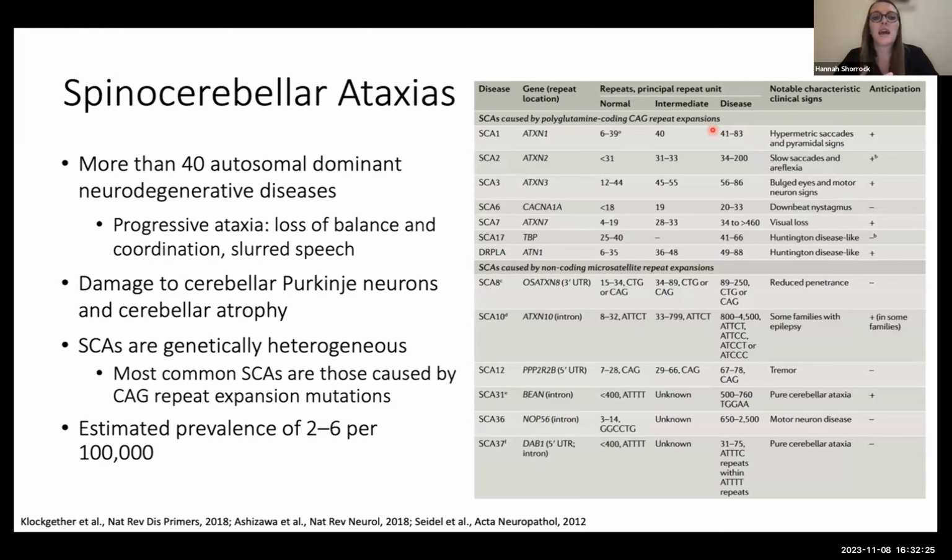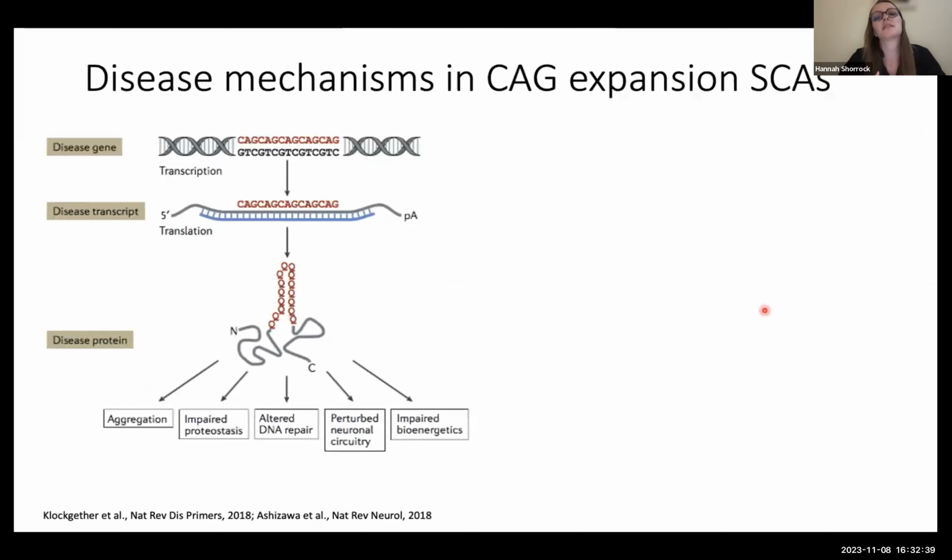As I said earlier, the primary symptoms are progressive ataxia across all of these subtypes of spinocerebellar ataxia, but you can see as well that individual subtypes here do have distinct features as well. When we think about the disease mechanisms for these CAG expansion SCAs, we have this CAG repeat expansion that's located within the disease gene. And we know that this is transcribed into a CAG containing RNA, which then gets translated into polyglutamine proteins in the majority of the CAG SCAs.